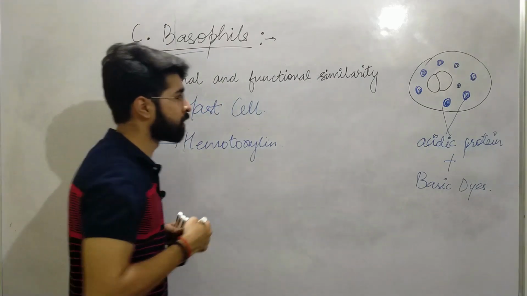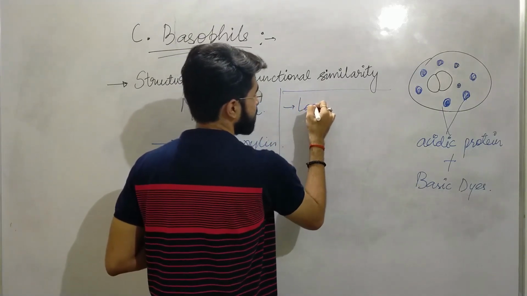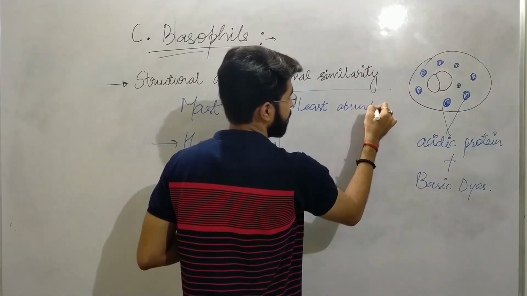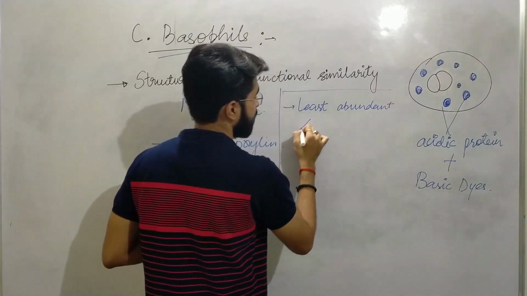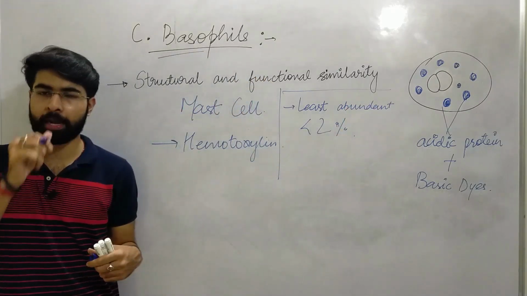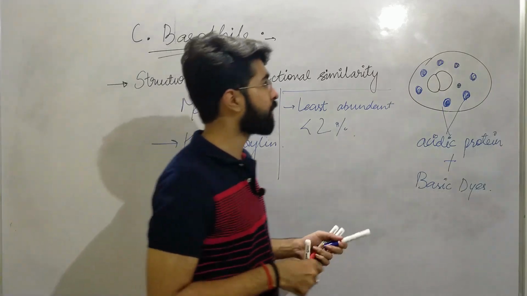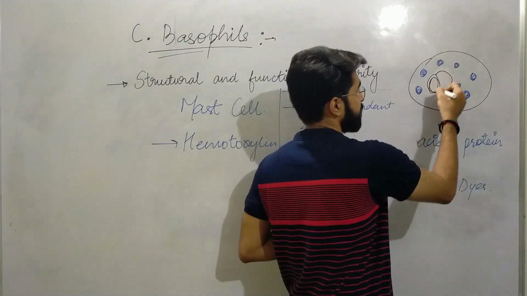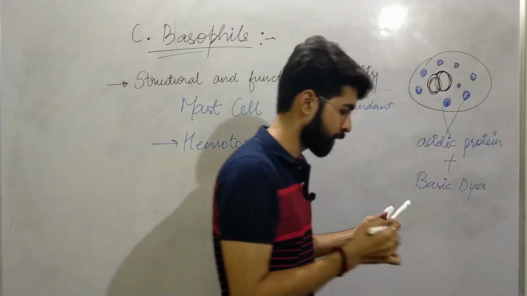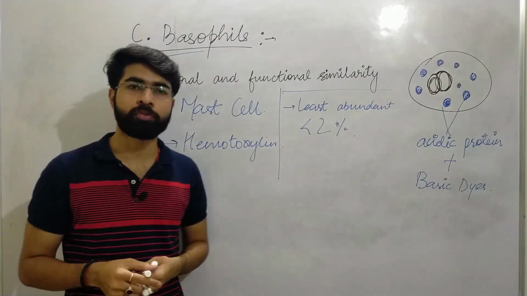And they are also the least abundant cells. That is, they are very few in the blood and bone marrow. They are less than 2% of all the cells present in the bloodstream and the bone marrow. Okay, they have a two-lobed nucleus, one lobe is this and the other lobe is this. And let me show how they help in the process of inflammation.